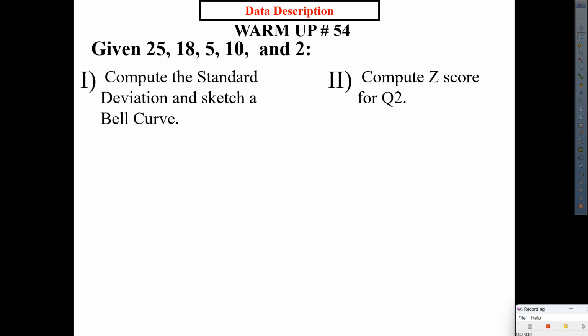All right, so warm-up number 54 should come up on your screen. And just a reminder, make sure all mobile devices, including the AirPods and earbuds or whatever you call them, are put away, please. Stay focused.